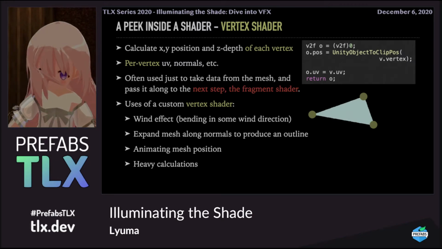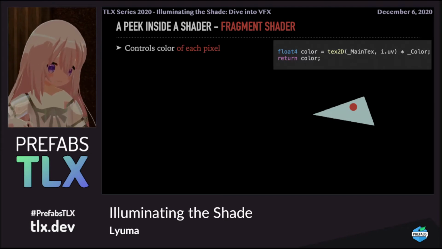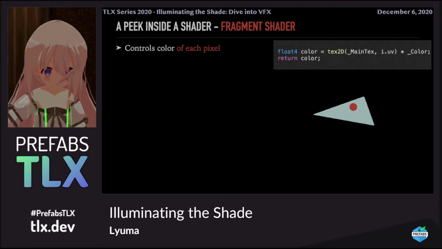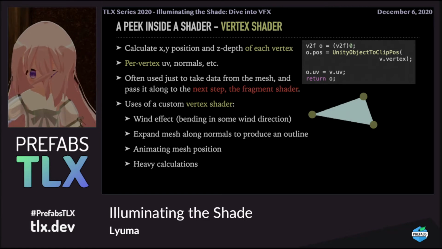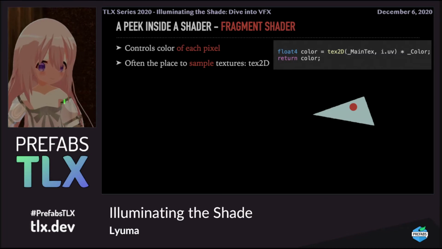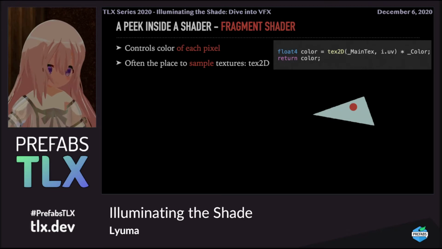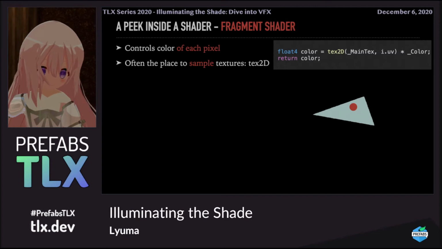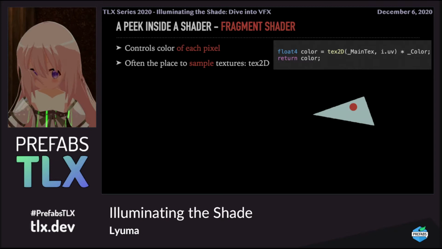So what is a fragment shader? The fragment shader, also known as a pixel shader, controls the color of each pixel, or fragment as it's sometimes called. In contrast to the vertex shader that ran on each vertex of a triangle, the fragment shader runs on each pixel of the triangle. And it is often the place you'll want to sample textures, which is what this code does here. That uses the tex2D function to sample the texture, which is called main text here, using the UV that, if you recall, we saved from the vertex shader early on.